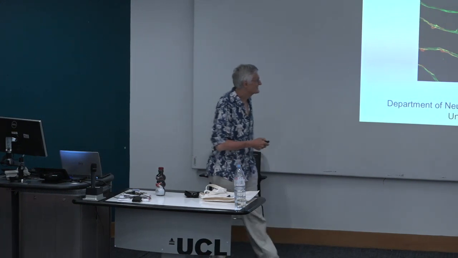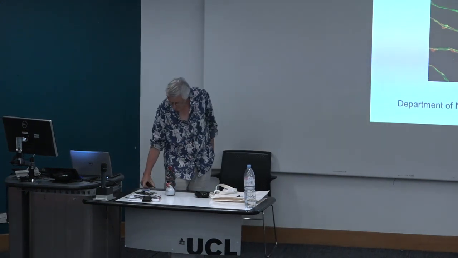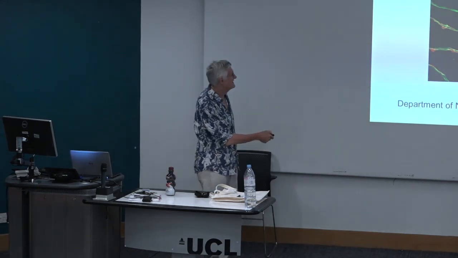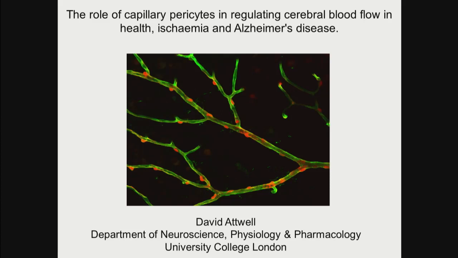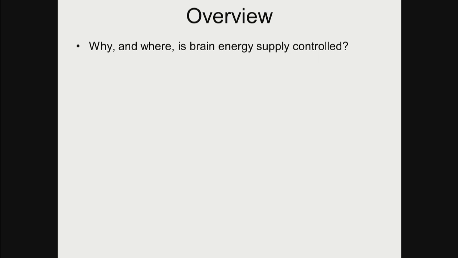Okay, thanks for the invitation and the introduction. So today I'm going to try to persuade you that these little red cells here on capillaries are crucial controllers of energy supply in the brain, both normally, in ischemia, and in the last half of my talk, in Alzheimer's disease. So I'm going to start out by looking quite generally at why and where brain energy supply is controlled.